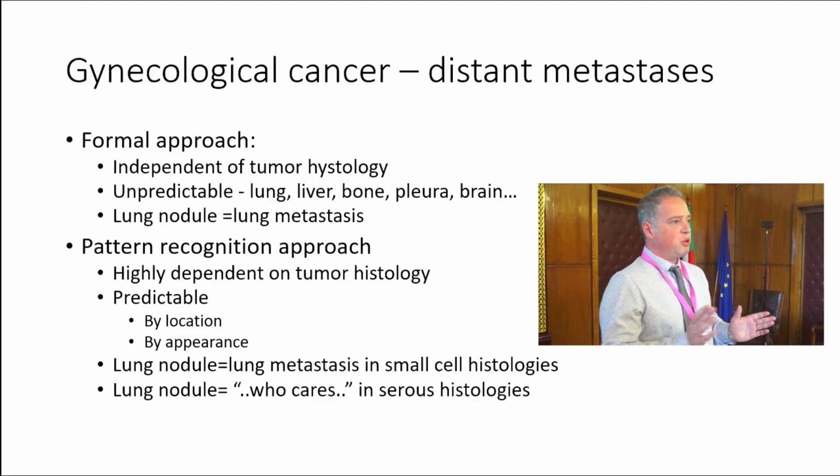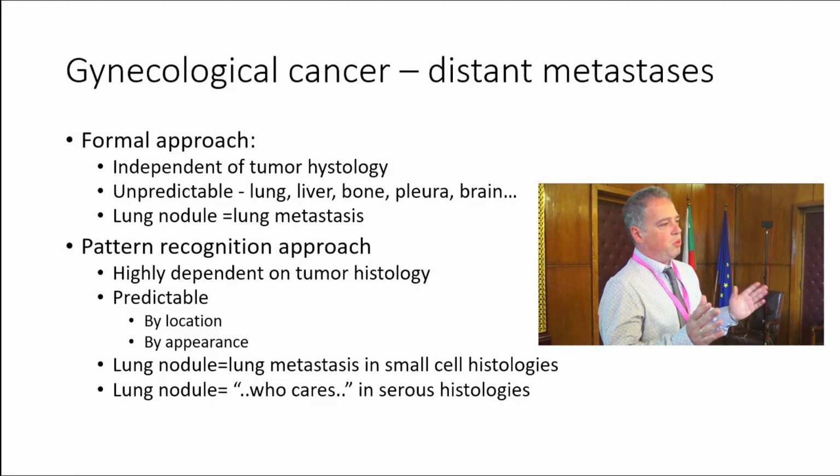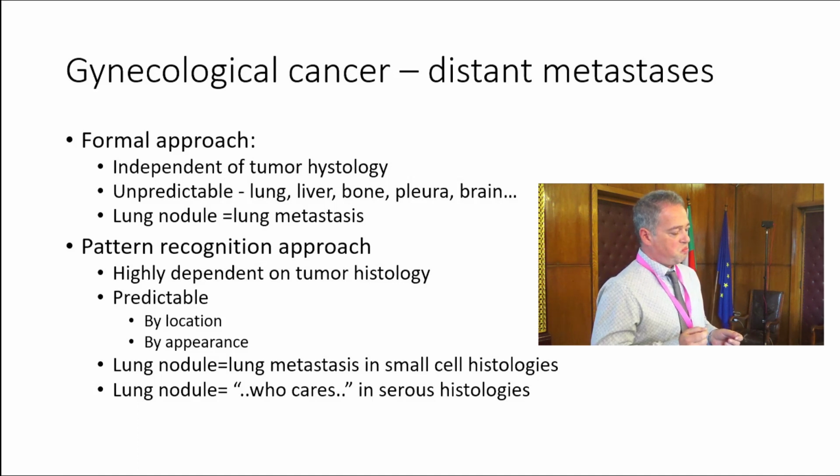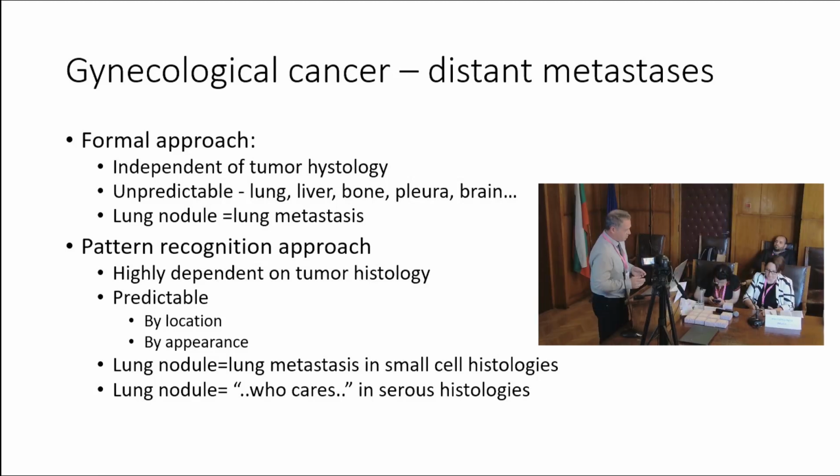About the distant metastasis, if we use the formal approach, we have a cancer patient, it may have metastasis, they are unpredictable and irrespective of tumor histology. And in this case, every lung nodule is a lung metastasis. If we use a pattern recognition approach, we should know that metastatic spread is highly dependent on tumor histology and is predictable by location and by appearance. In this case, if we have a small cell cervical cancer, any lung nodule is suspicious for metastasis. If we have a serous histology, who cares? A lung nodule is a lung nodule, it's not a metastasis.